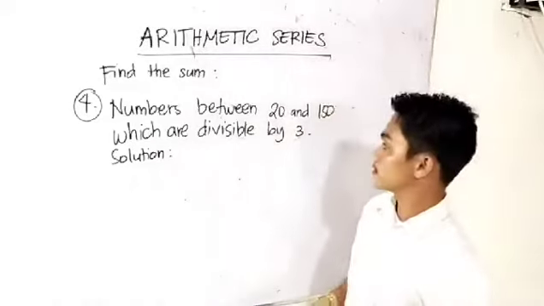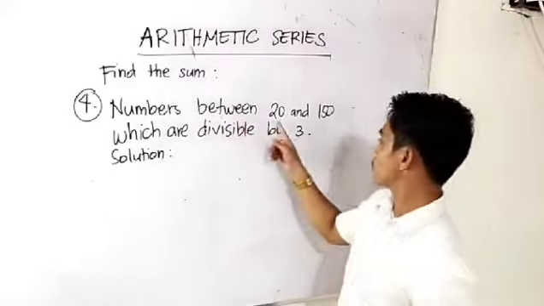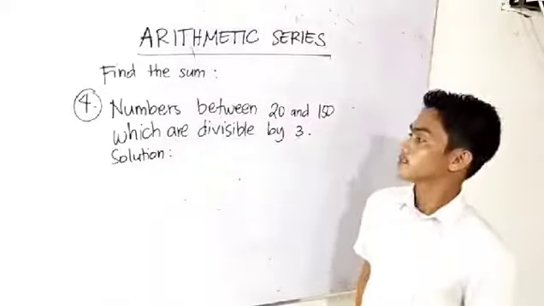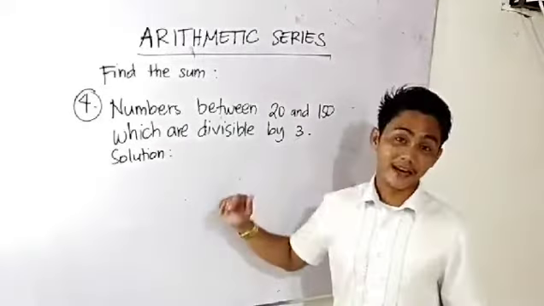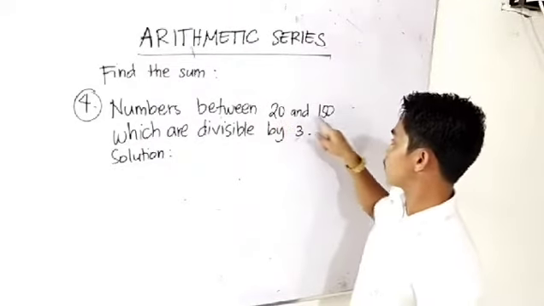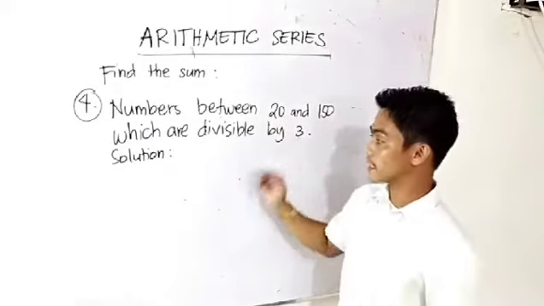Para sa ating number 4 example, numbers between 20 and 150 which are divisible by 3. So, ang kukunin nating sum is the series of numbers between 20 and 150. But there is another condition.